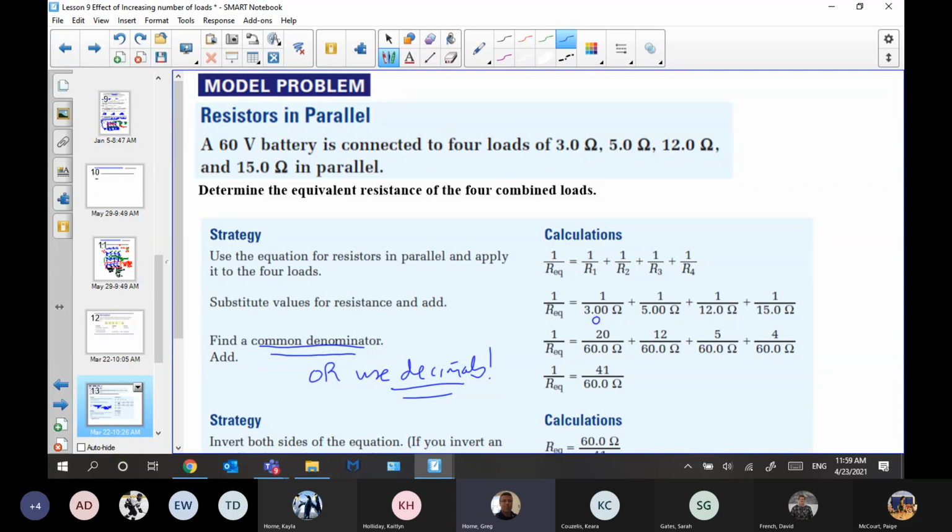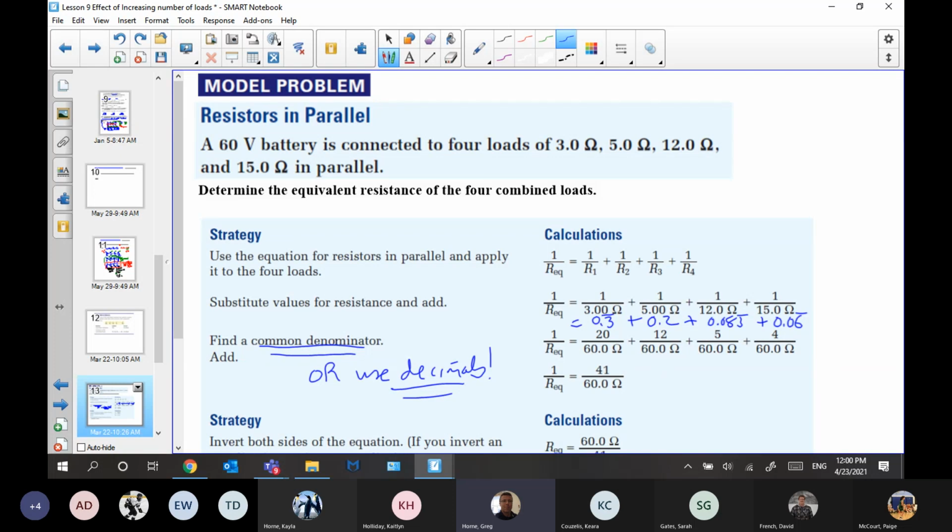So 1 divided by 3 is 0.333, so 0.3 repeated. And then the 5 is 0.2, I believe, just 1 divided by 5. And then 1 divided by 12 is 0.083 repeated. And then 1 divided by 15 is 0.06 repeated.